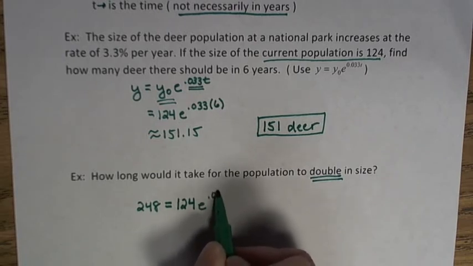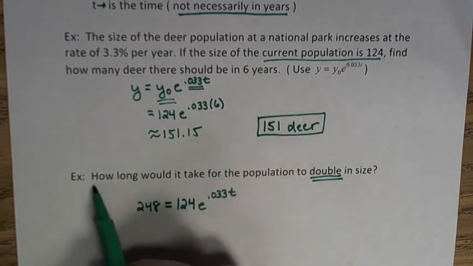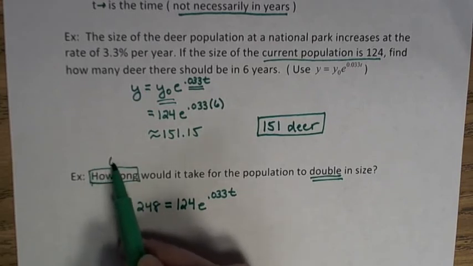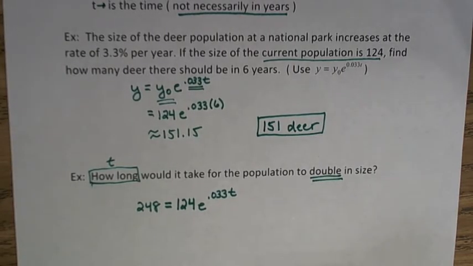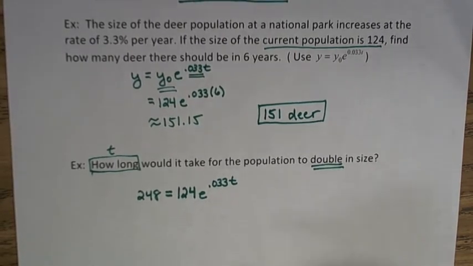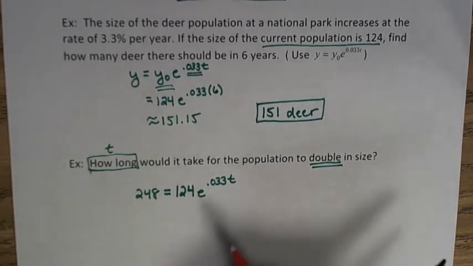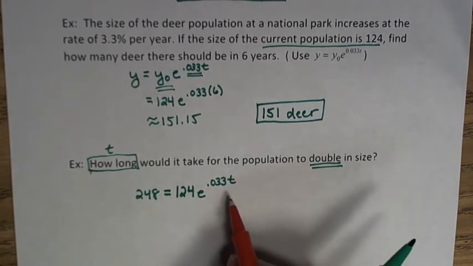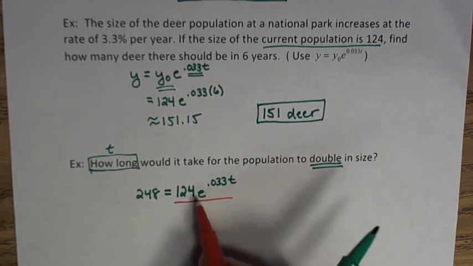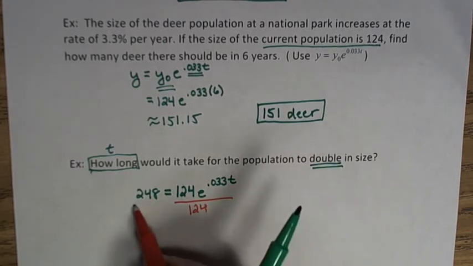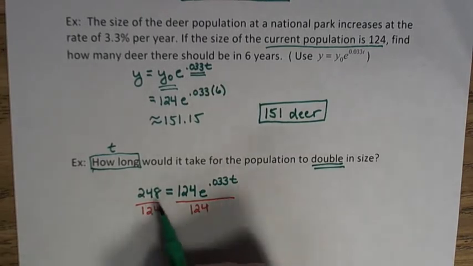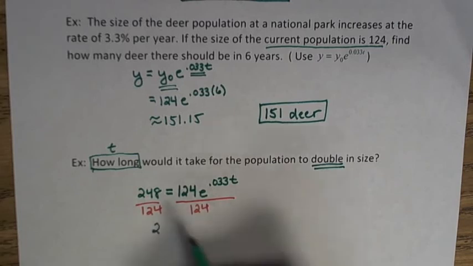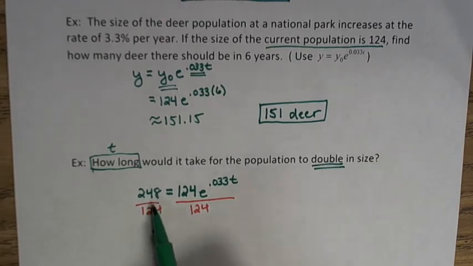E, growth rate hasn't changed, but notice I am looking for t here. I'm asking you for how long this is going to take. So I need to solve this equation. So again, I need to be focusing on the fact that I've got e raised to the variable exponent. So I'm going to start by getting rid of that 124 on both sides. And when I divide both sides, it should come as no surprise that this is 2, because after all, I doubled that to get the 248.